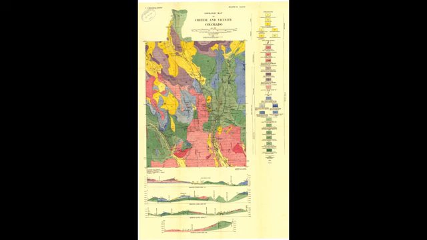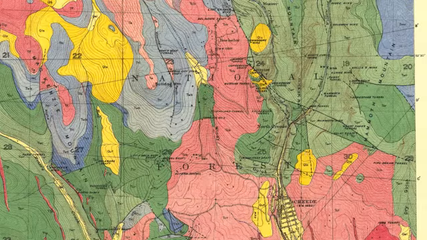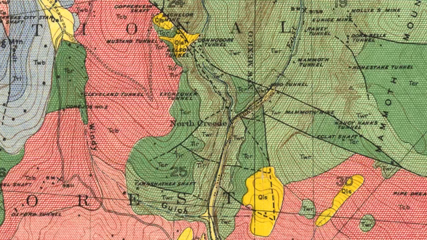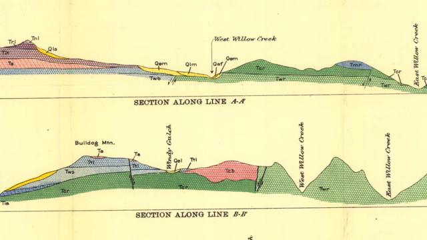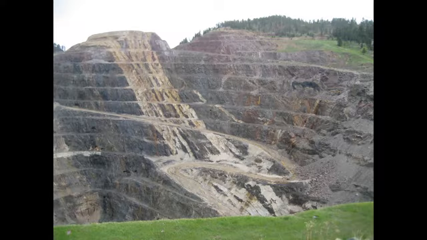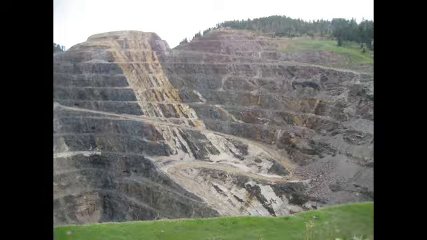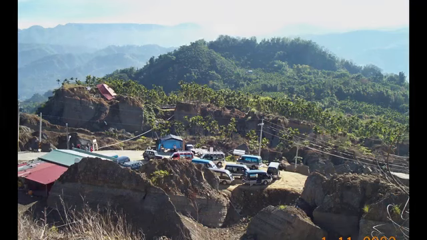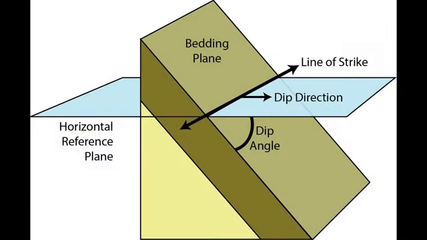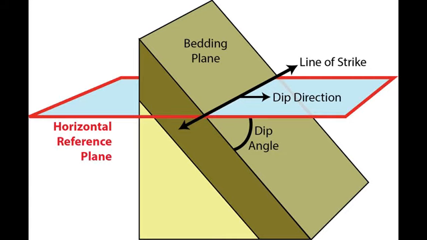Why is it important to measure the orientation of planar features in the field? Well, these measurements provide discrete, mappable, three-dimensional data that can help us unravel past geologic processes, or find natural resources, or better understand natural hazards. A complete planar orientation measurement consists of three parts: strike, dip angle, and dip direction. With planar measurements, the horizontal reference plane is really important.